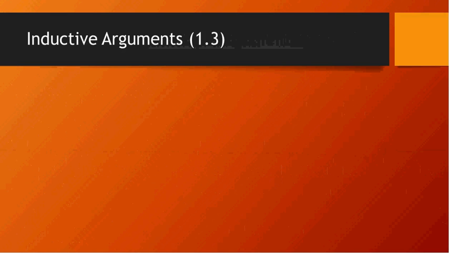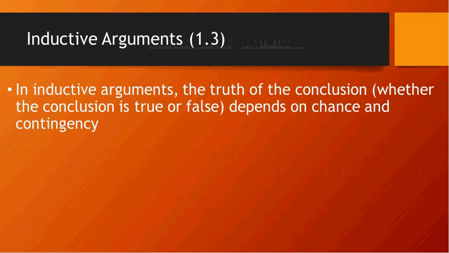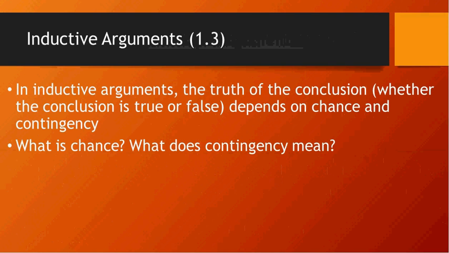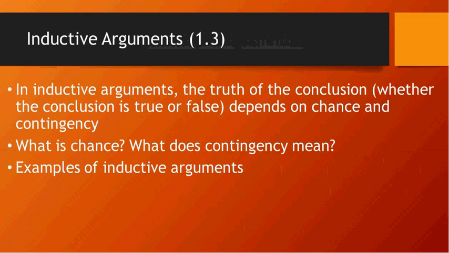Okay, let's start with inductive arguments. So as I've already said, in inductive arguments, the truth of the conclusion, that is to say whether the conclusion is true or false, depends on chance and contingency. The question now is, what is chance? What does contingency mean? So chance basically means that things could be otherwise, that things are subject to change, and that also is basically what contingency means. So let's look at some examples of inductive arguments, and I'm going to do my best to bring out this idea of chance and contingency in these examples.